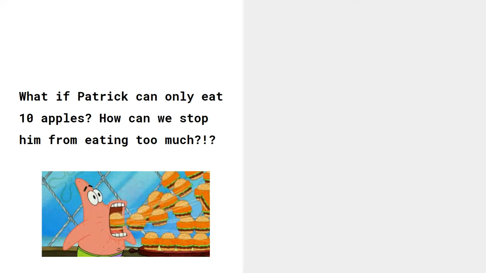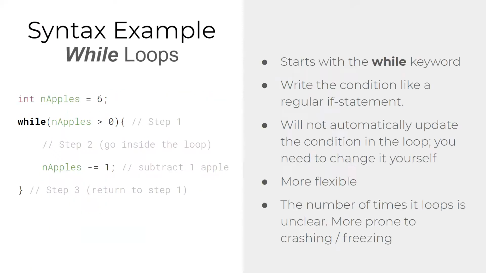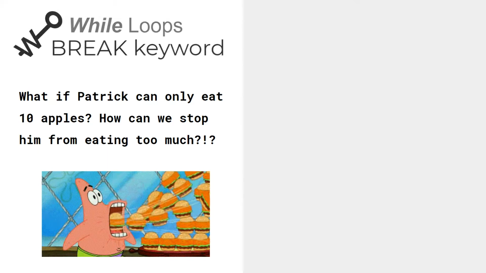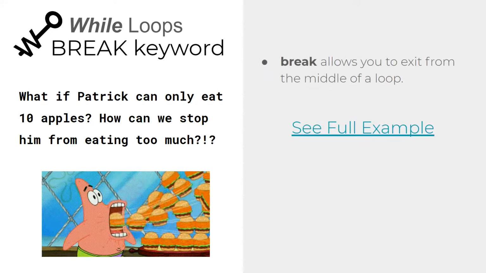Now, let's look at a bit more complicated example. This is very simple. What if we have a rule that he can only eat 10 apples, or 10 hamburgers, or whatever? How can we stop him from eating too many? Well, we can use what's called the break keyword. The break allows you to exit the while loop while it's still being executed, even though the condition has not become false, so it would normally keep repeating. You can use break to get out. So let's take a look at that.